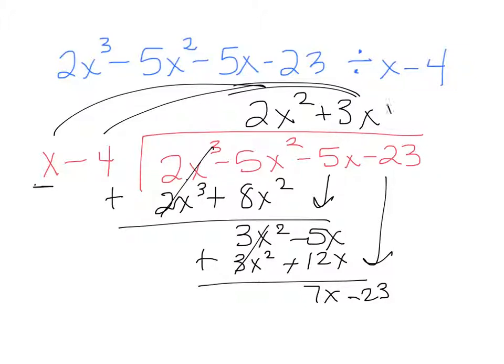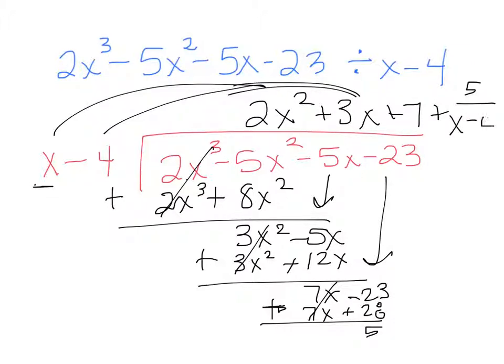x times what equals 7x? Well, 7. Multiply down. Subtract. That cancels. Minus minus gets us a plus. And we have a remainder of 5. The way that we write the remainder is we put the 5 on top and the divisor, x minus 4, on the bottom.